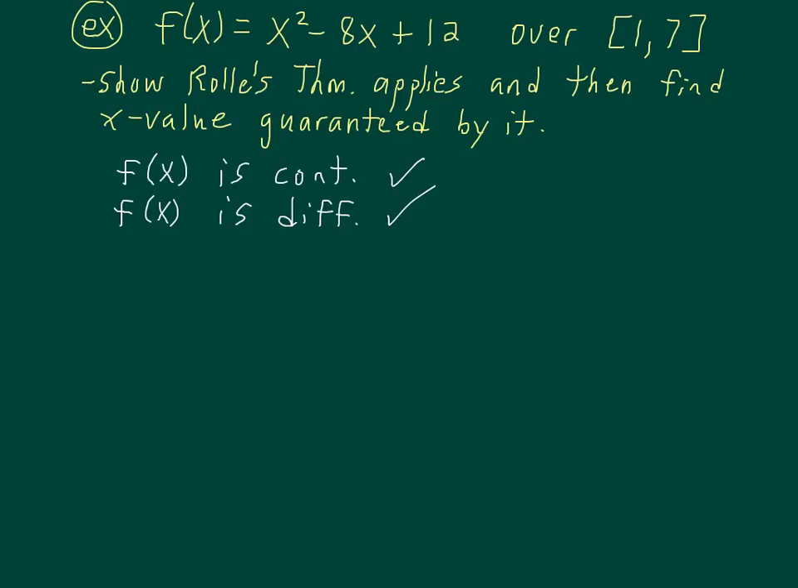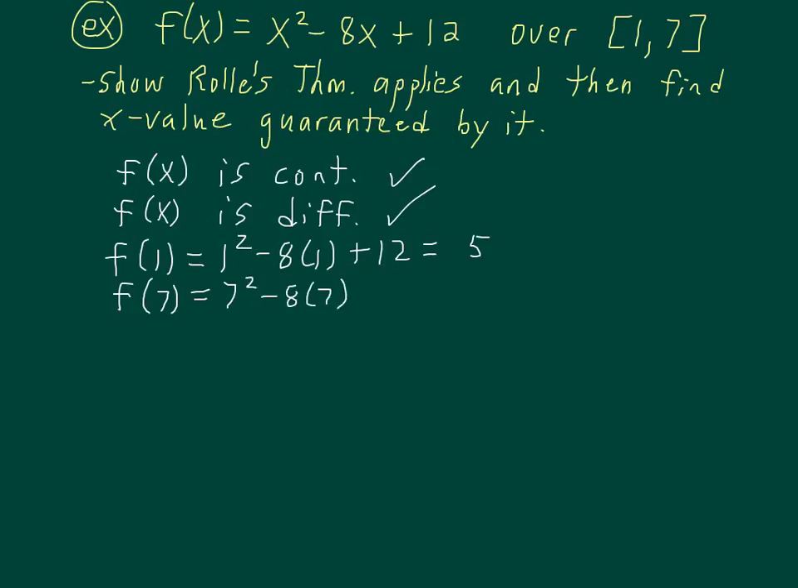And the third condition, recall, is that we have to make sure that these endpoints have the same y value. So if you were to drop 1 into this function, you're going to get 5. If we drop 7 into this function, you're also going to get 5. So that confirms that f of a equals f of b. So we know that the three conditions have been met.